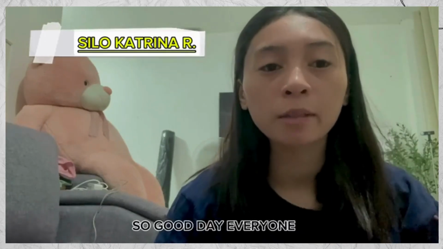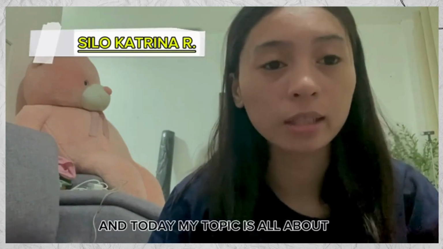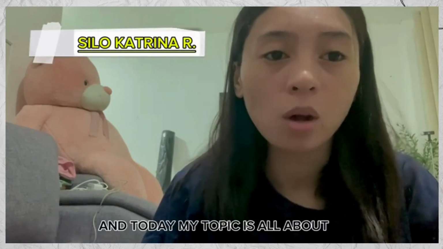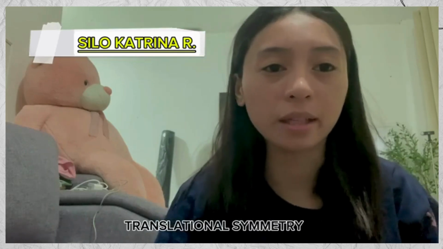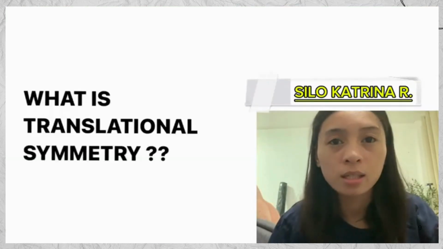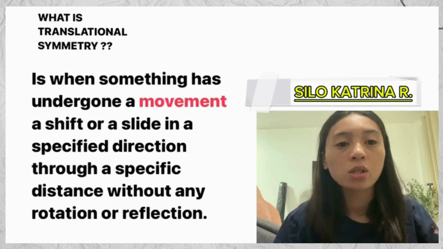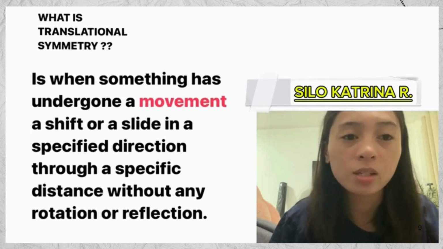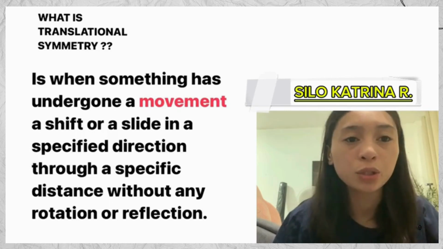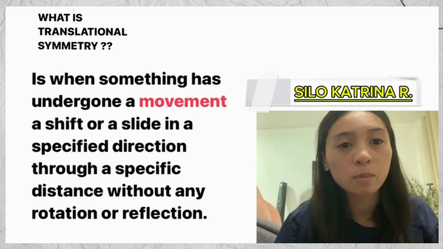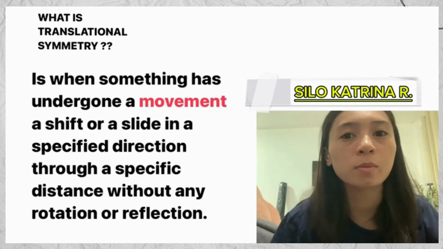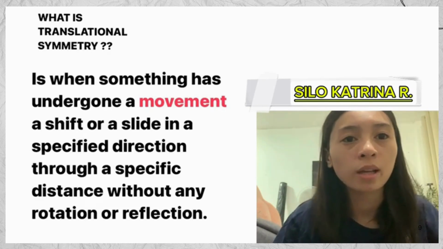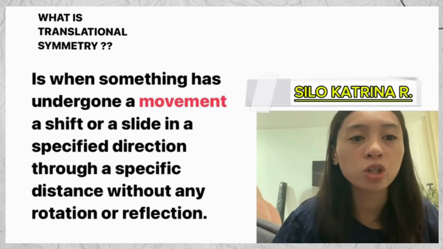Good day everyone, my name is Katrina Silo and today my topic is all about translational symmetry. But first, what is translational symmetry? Translational symmetry is when something has undergone a movement, a shift, or a slide in a specific direction through a specific distance without any rotation or reflection.